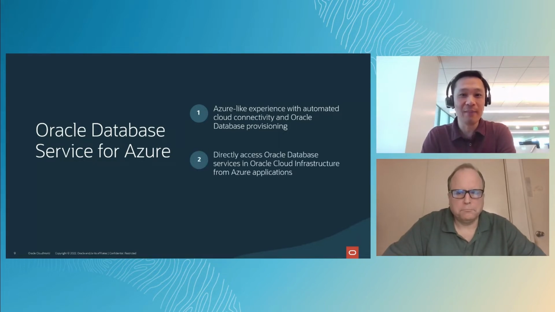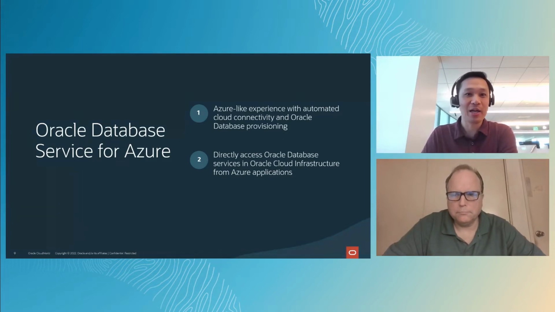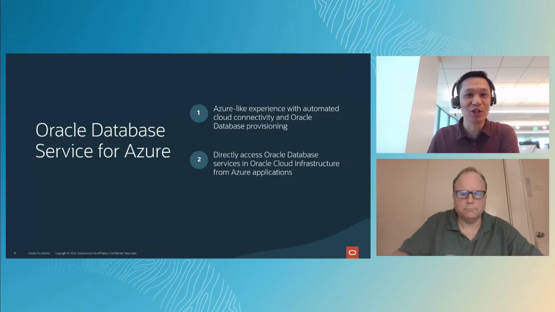And then by having that direct interconnect, you have that direct access between the Oracle database in our Oracle Cloud and your Azure app, so that if you have an Azure web app or, say, Power BI, and you want to access the Oracle database, you have that fast connectivity to the Oracle database, and it's secure, of course, too. And no ingress or egress charges on the Oracle side.